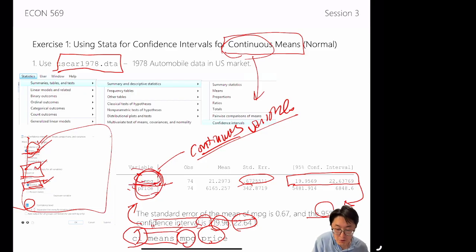So from your sample, your mean is 21 and standard deviation is 0.67. And based on this information, and by adding your option of mean continuous means, you can find the confidence interval very easily.